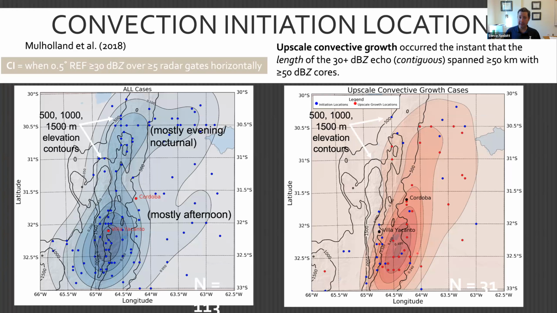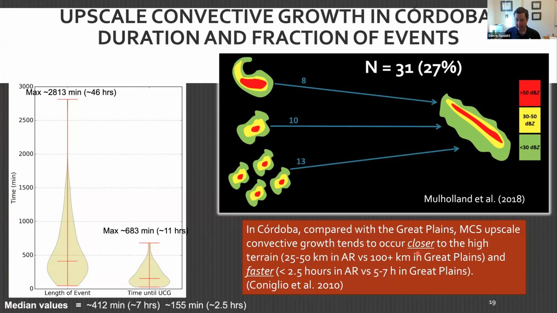Now, if you think about the Great Plains, a lot of times you'll get initiation over a dry line, and it might take 6 to 12 hours for an MCS to develop, let's say, even half a state or a state away. In South America, we actually find that the upscale growth happens very, very quickly, in less than 3 hours. So we see these things develop very quickly into lines, compared to a similar climatology in the Great Plains. It's more than twice as fast.